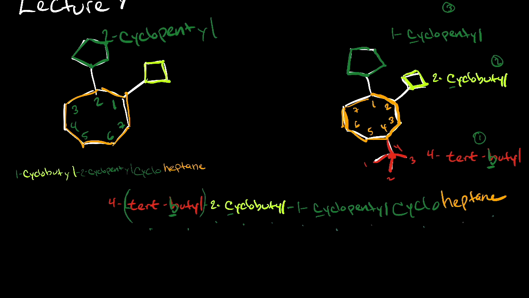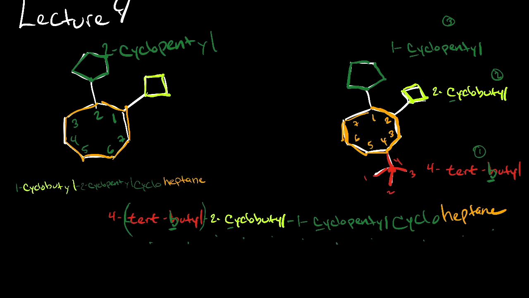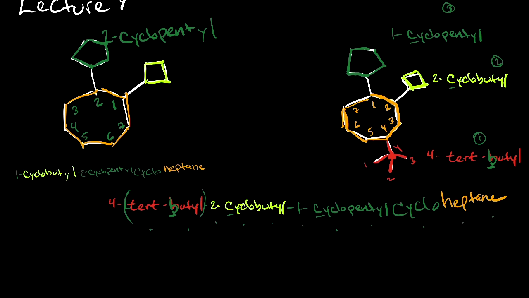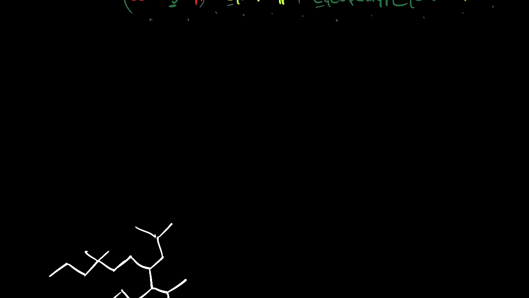Okay, that is fine. Now let's look at something that's a little bit different. So this is not a cyclic system, this is a linear system, and it still has some of the same foibles as our last discussion. All right, so first, like always, we have to find the primary chain.